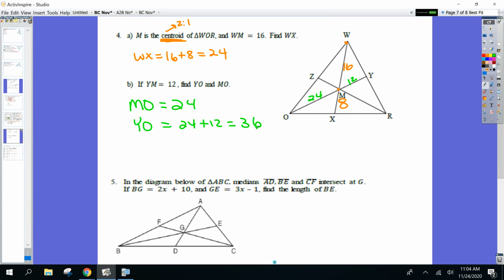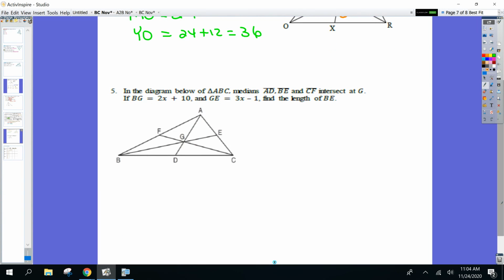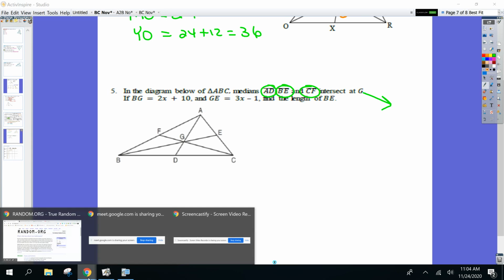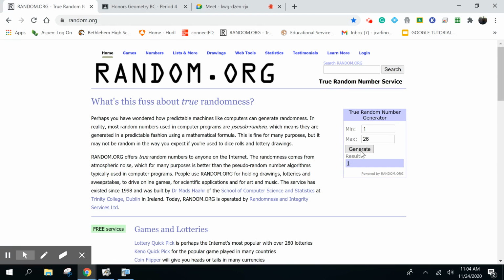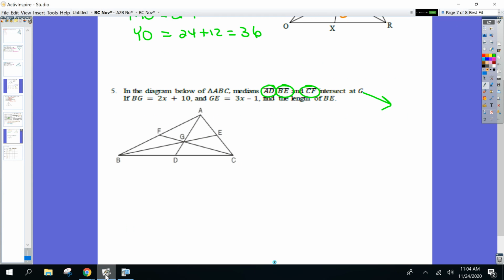Everyone's doing all right? And then one more here that's going to have us set up an equation. Please read everything carefully so you know exactly what's going on. I have 3 medians that intersect at G. Somebody give me the new vocabulary term for point G. Because those 3 are medians, Vinny, G must be the what of the triangle? Centroid, yep.